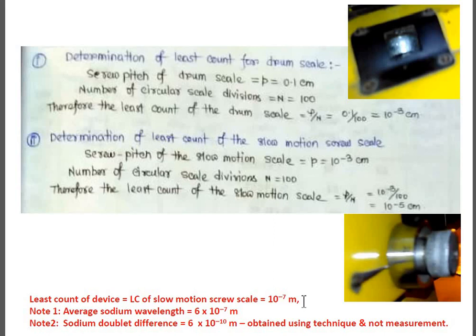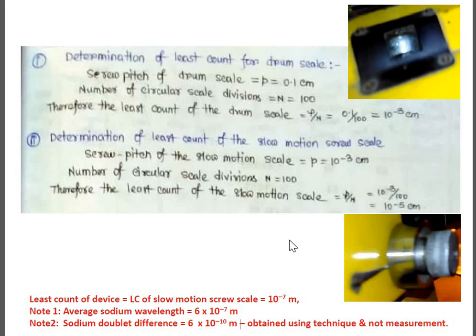Now let's see what we are going to measure. Well, you know the sodium doublet, what's the wavelength? 5890, 5896 angstroms, right? So in terms of meter, it's approximately 6 into 10 to the power minus 7 meter. So if we have a device whose least count is of the order of 1 into 10 to the power minus 7 meter, then it's possible to really measure this average sodium wavelength. Good. But what about the sodium doublet difference? The difference is 6 angstrom. Now 6 angstrom, which means 10 to the power minus 10 meter. Now this is much lower than your least count. So how are we going to estimate?